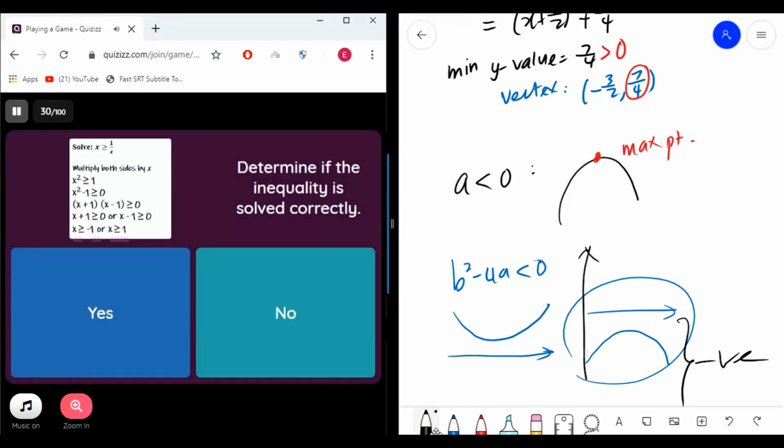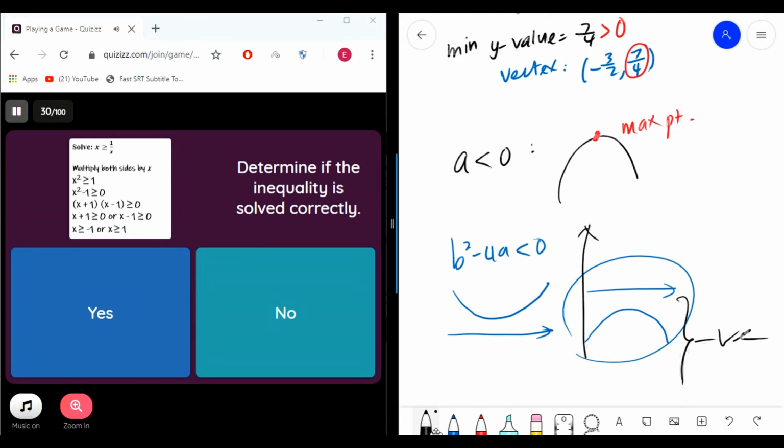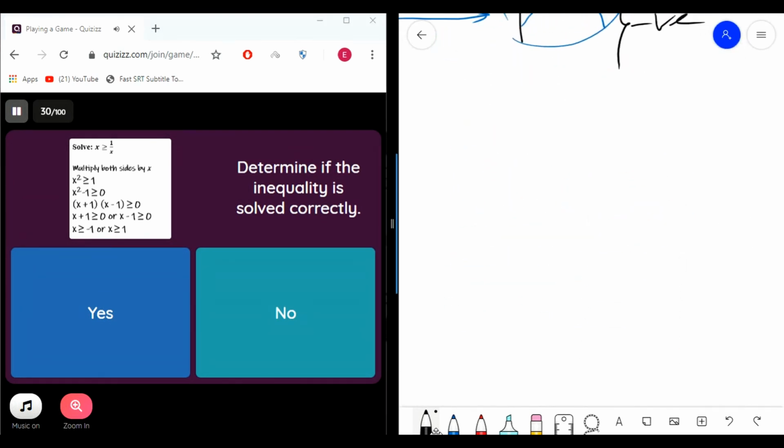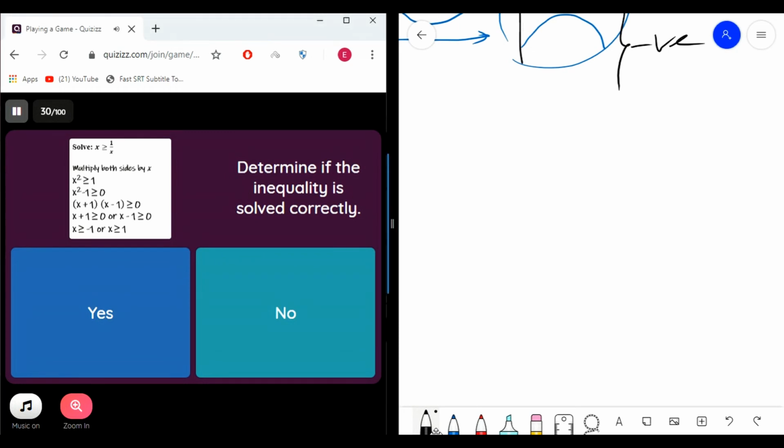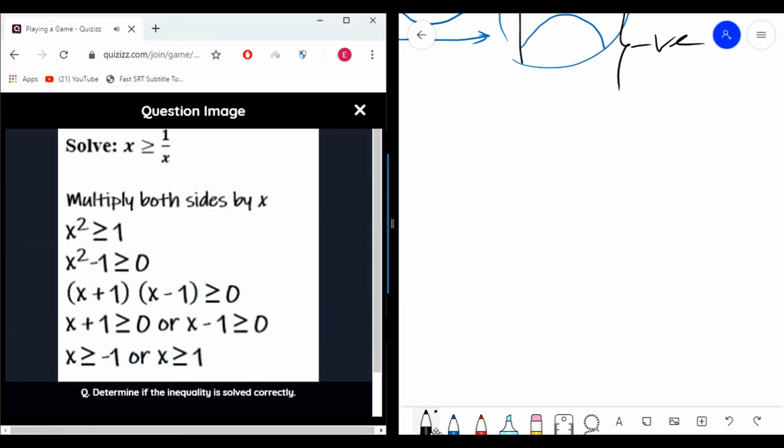Number 30. Determine if the inequality is solved correctly. Okay, I'll clear some space here. Then we zoom in on the image. Okay, solve for x greater than 1 over x. Multiply both sides by x. Factor into 2 brackets. Then x is greater or equals to negative 1 or x is greater or equals to 1.